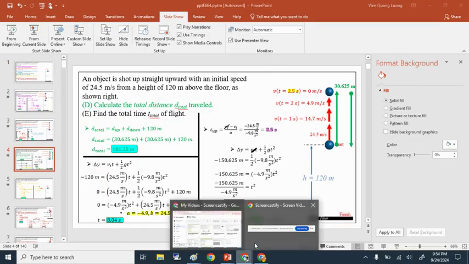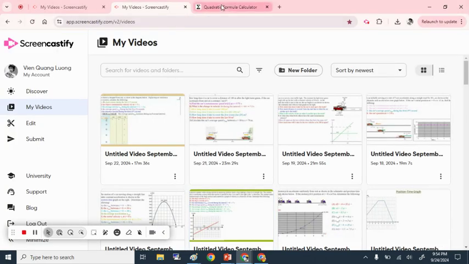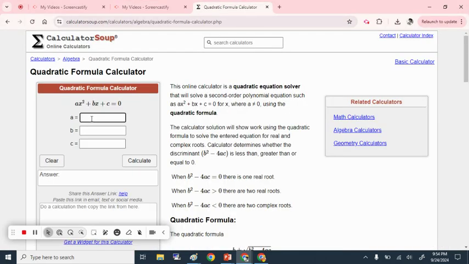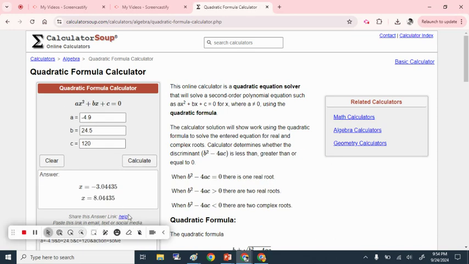So if you're keeping up right now, I'm just going to go with this. I'm just going to use quadratic. So my A is negative 4.9, my B was 24.5, and my C was 120. And if I hit calculate on this particular calculator online, it gives me a value of 8.04.